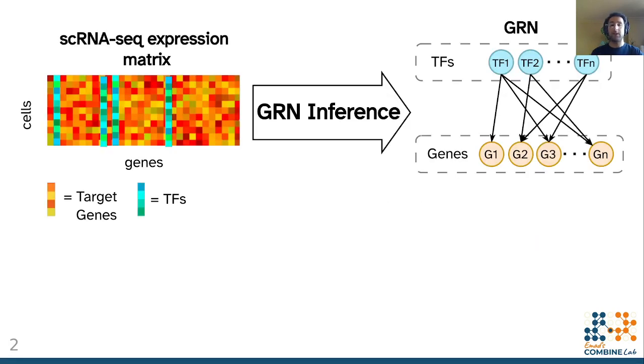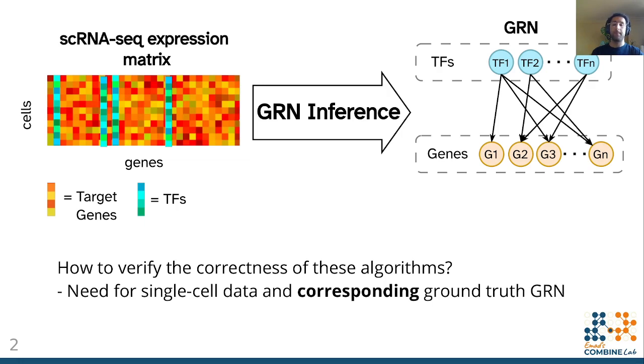Because of that, there has been quite a large interest in inferring GRNs from single-cell data, and with that, a need to benchmark GRN inference methods in a systematic way. To do so, we need two things. One is a single-cell dataset, and the second is a corresponding ground truth GRN. And this is where we face a challenge, because how do we even come up with a ground truth GRN?